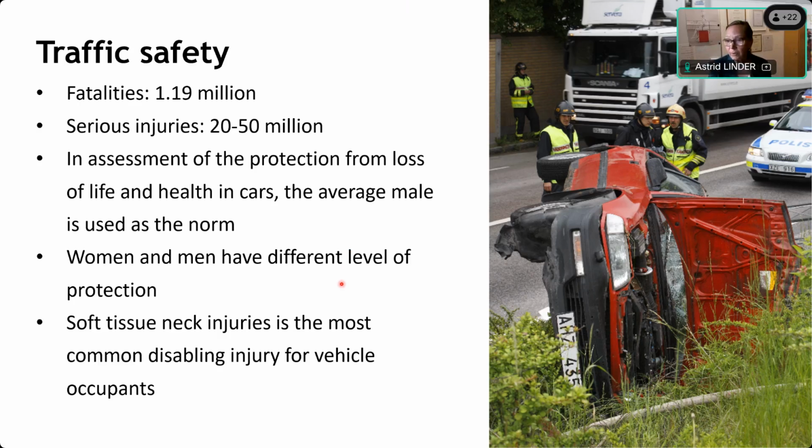We also know very well, and I will remind you of some of the details here, that men and women in different impact types and for different injuries sustain different levels of protection. And the largest difference here is when it comes to soft tissue injuries, whiplash injuries, which is the most common disabling injury, and where the risk for females is in the order of double that of males.